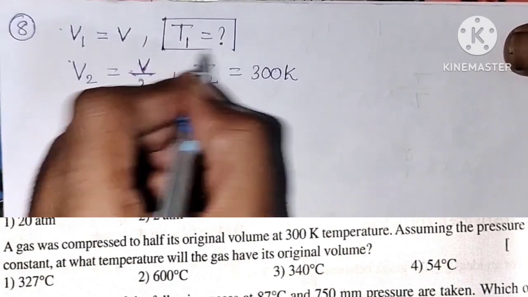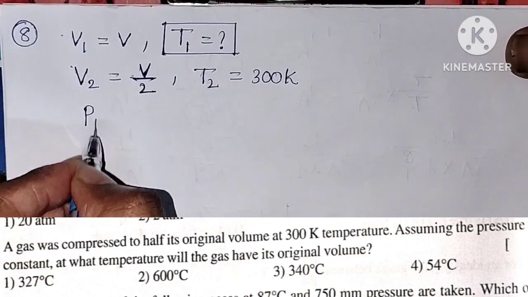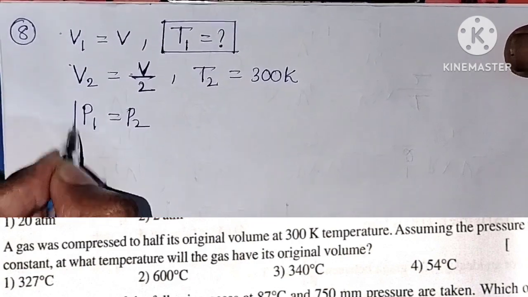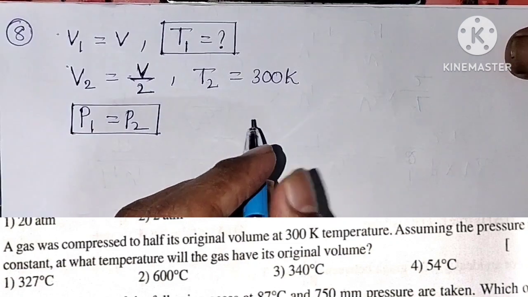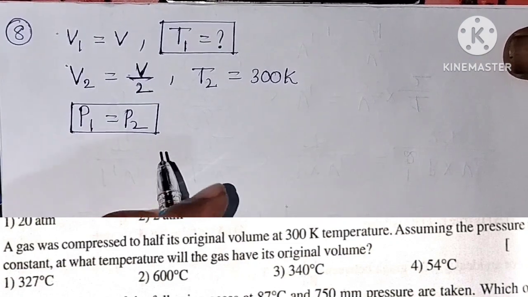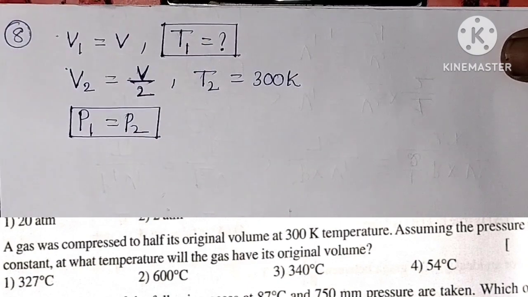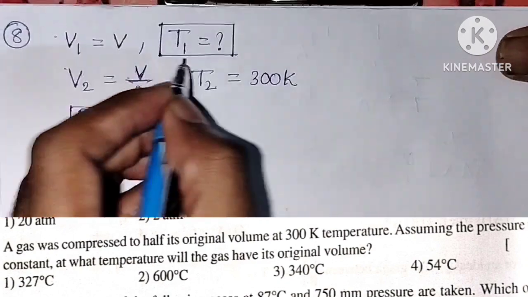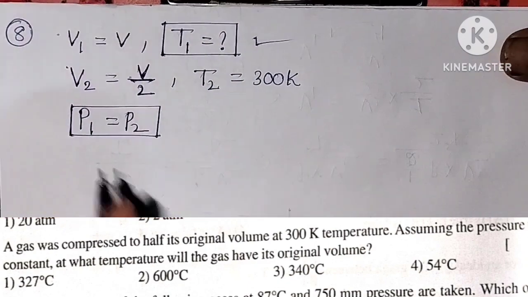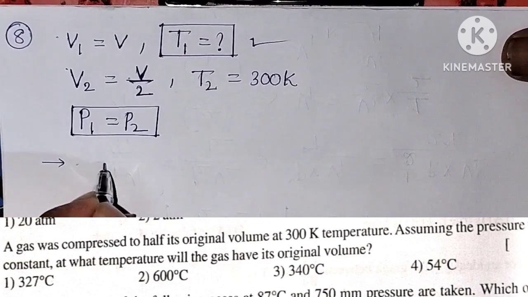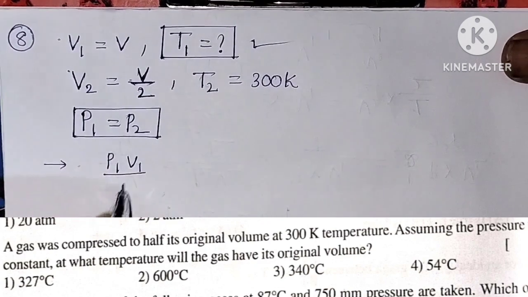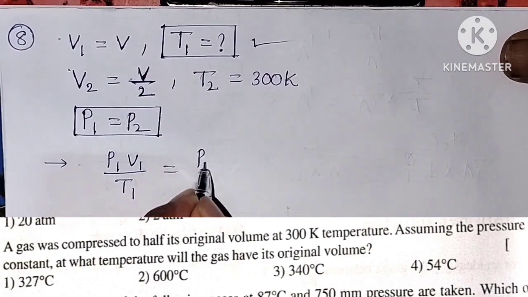We don't know the initial temperature of the gas, but here the pressure is constant, P1 equal to P2. We have to find at what temperature the gas will have its original volume. So it means we have to find the value of T1. So apply the ideal gas equation. P1 V1 by T1 is equal to P2 V2 by T2.